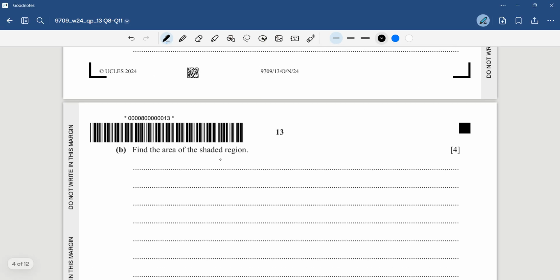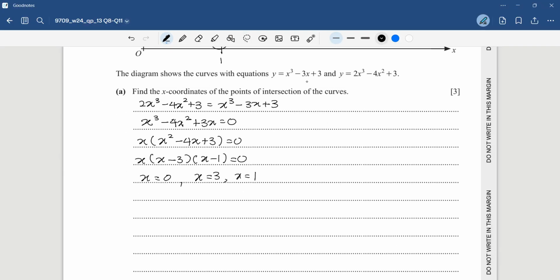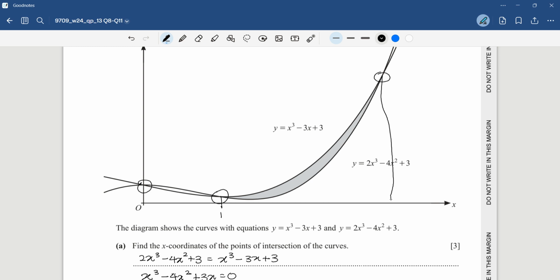Find the area of the shaded region. So the area of the shaded region is actually between 1 and 3. So this is the area of the shaded region, this part. So what we can do is the top curve minus the bottom curve and integrate from 1 to 3.